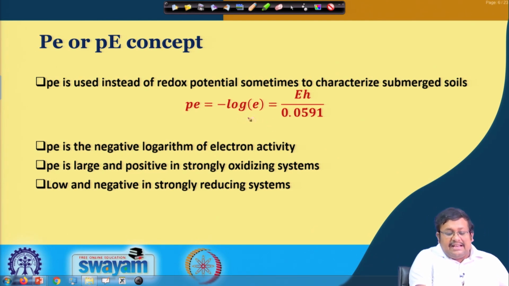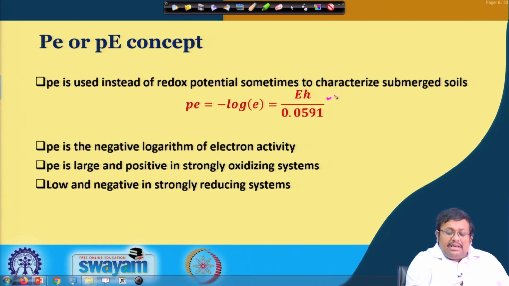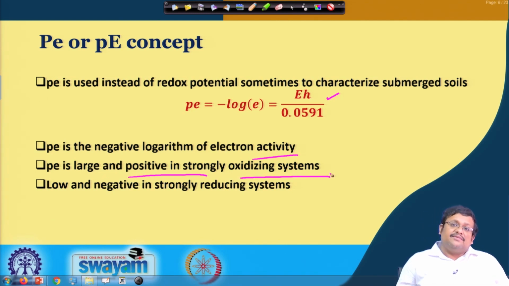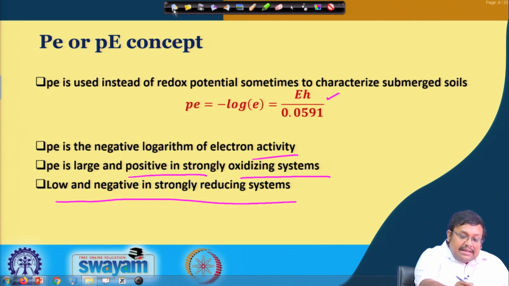Now, we know that PE is the negative logarithm of electron concentration, and PE is equal to EH divided by 0.0591. Now, PE is the negative logarithm of electron activity, we know that. PE is large and positive in a strongly oxidizing system, just like EH, which is positive in a strongly oxidizing system. However, PE is also low and negative in a strongly reducing system, just like EH. So, the implications of PE and EH are basically the same. Generally, we use the term PE when we are trying to define the chemical dynamics in submerged soil. So, what is submerged soil? We will see in a moment.